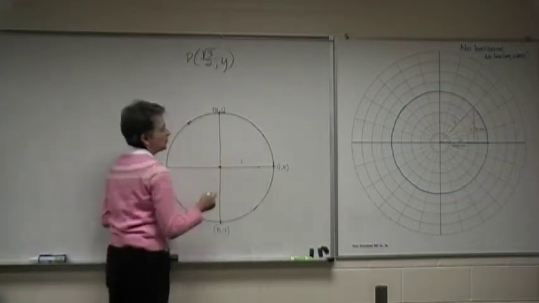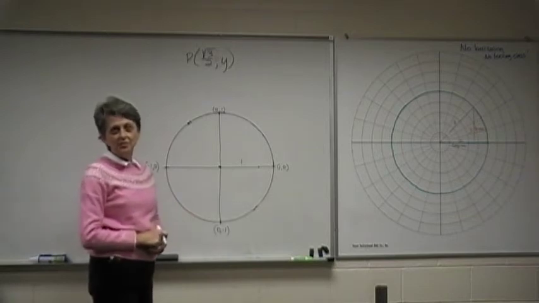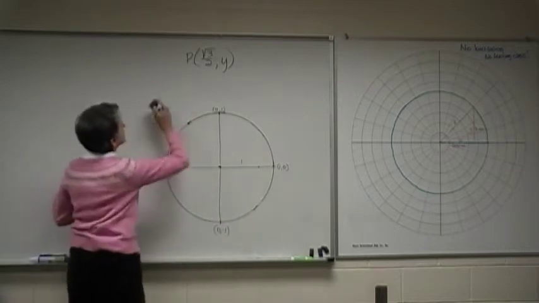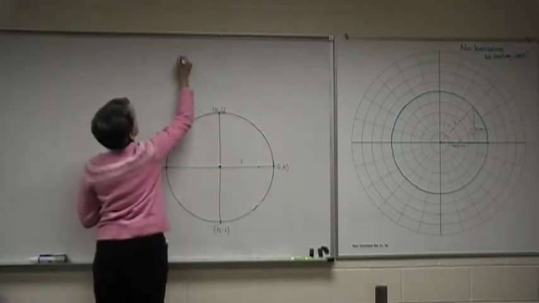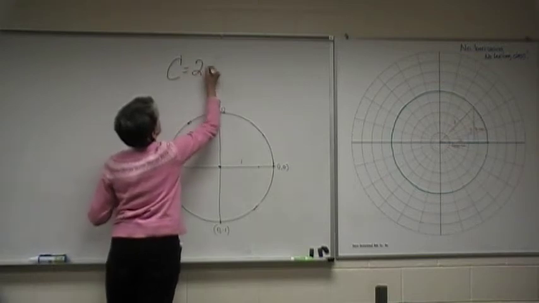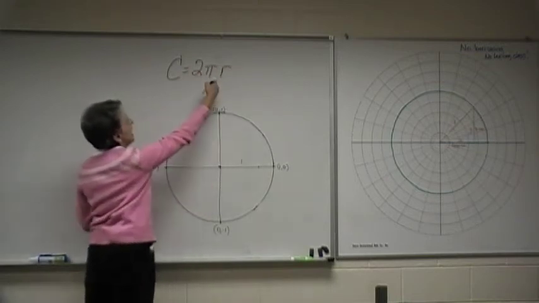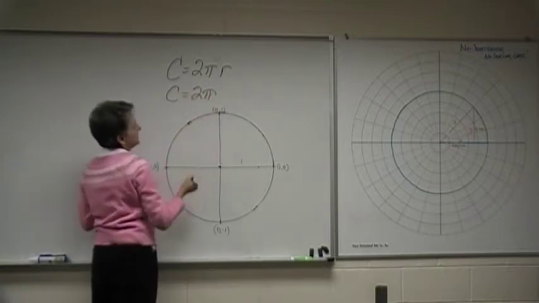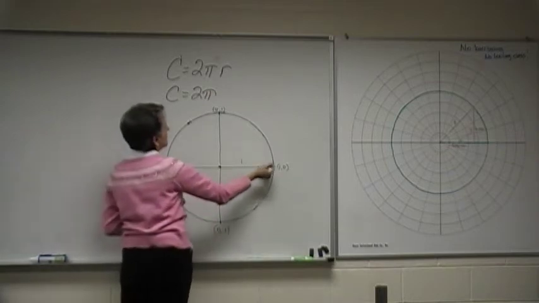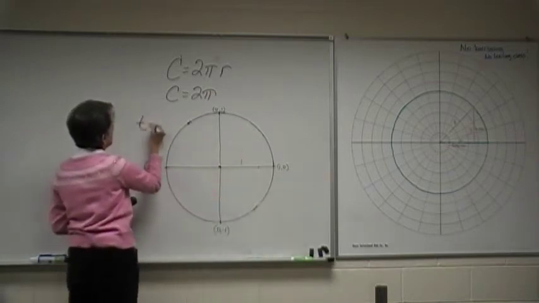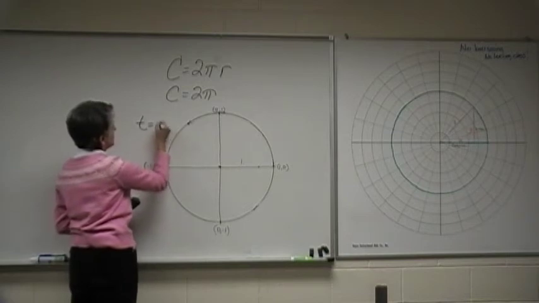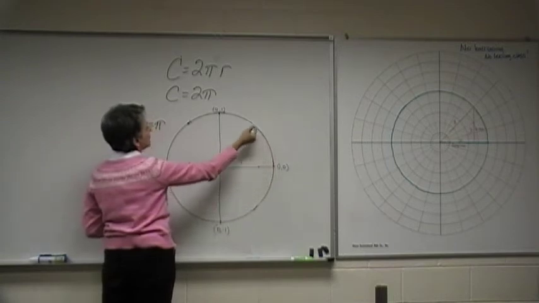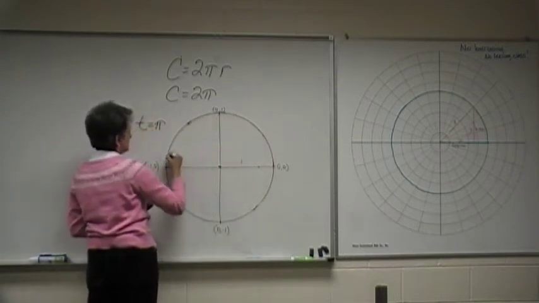So, let's think about this. Our radius is 1 because this is a unit circle. So the circumference of a circle, remember, is 2 times pi times the radius. Our radius is 1, so the circumference of our circle is 2 pi. If we travel and have a terminal point going pi units to get to it, then we will have gone halfway around our circle.